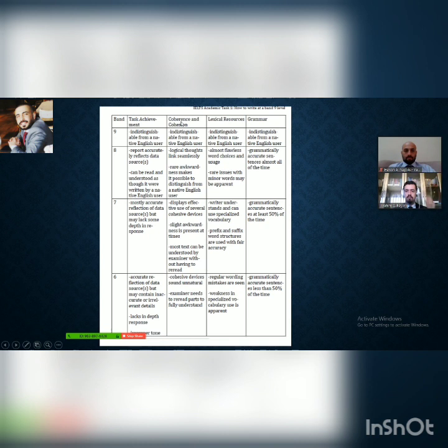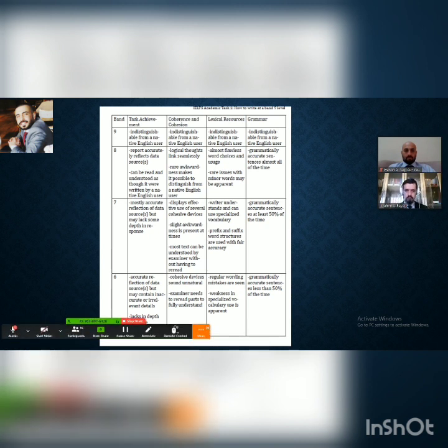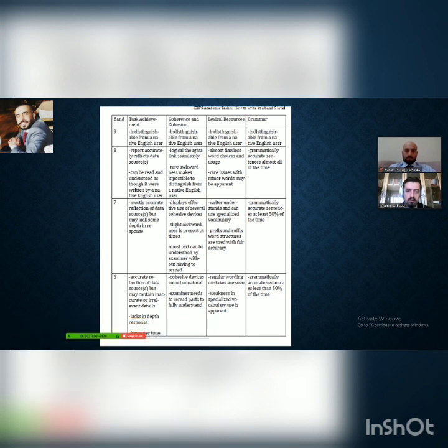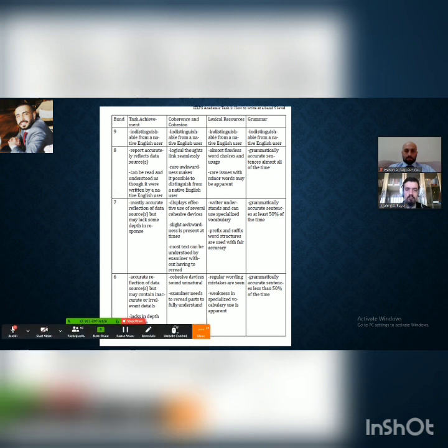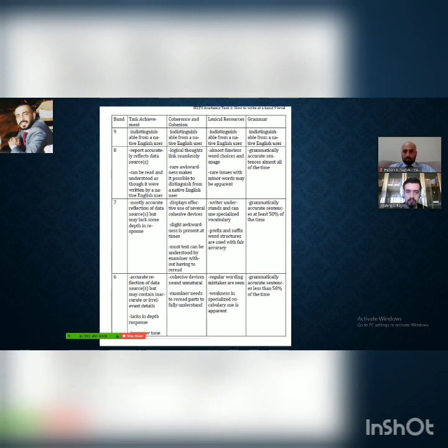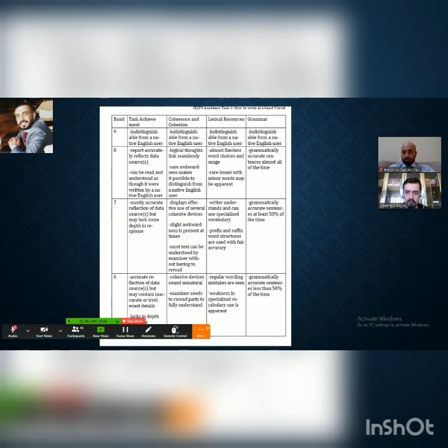Coherence and cohesion. So, linking words. You must have linking words, however, wherever. Your ideas must be connected. You use the well-known linking words, however, wherever, besides, on the other hand, these words. The sequence of ideas is organized. Always start general to specific. General to specific. The introduction is going to be all general.